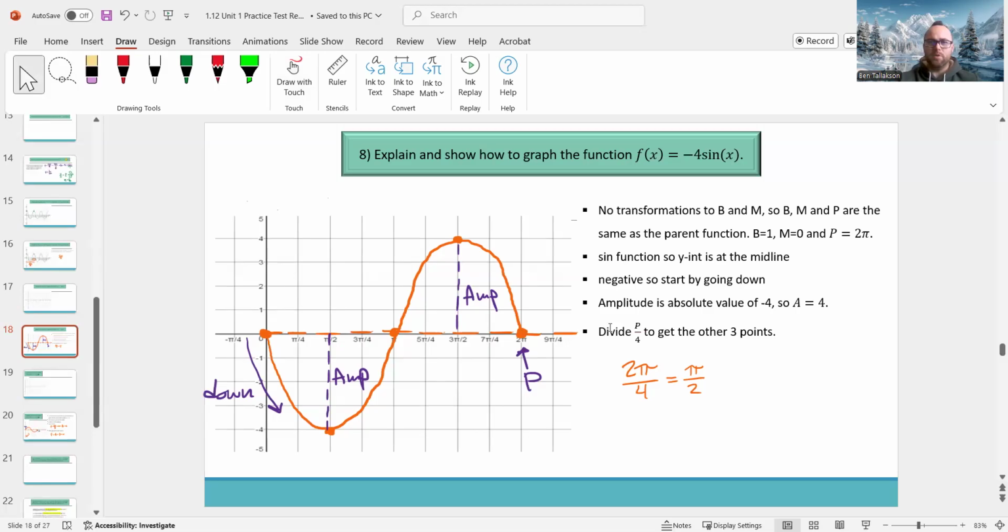And you could use your spacer and all that stuff, but I mean, we know the parent function is 0 to 2 pi, and since there's no adjustments to the period, right? B is just 1, then we're not horizontally stretching or compressing.